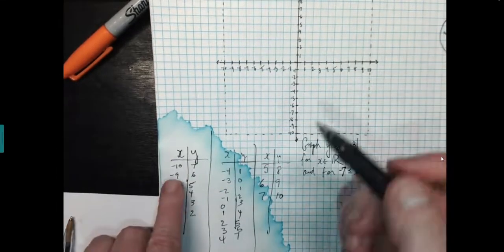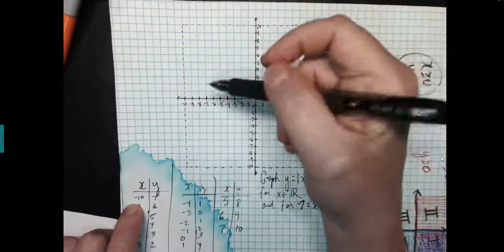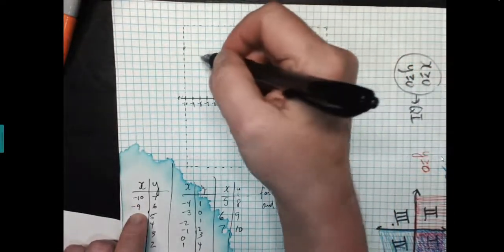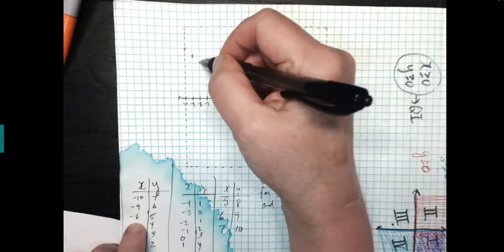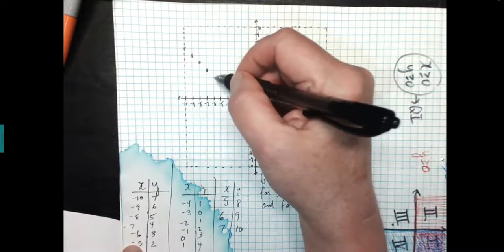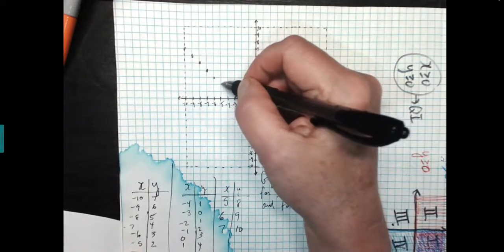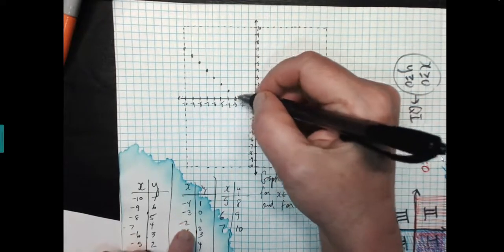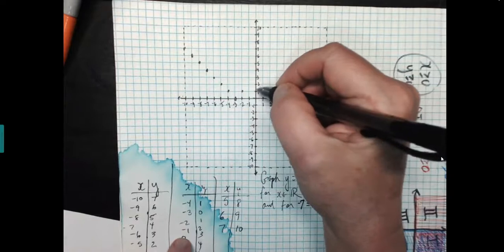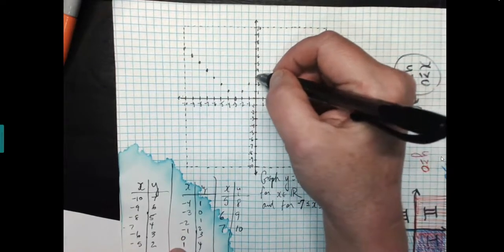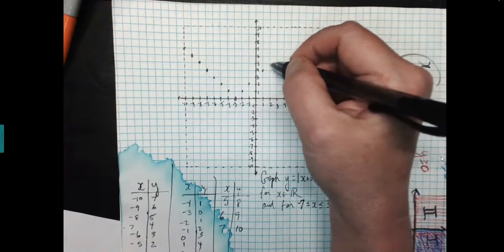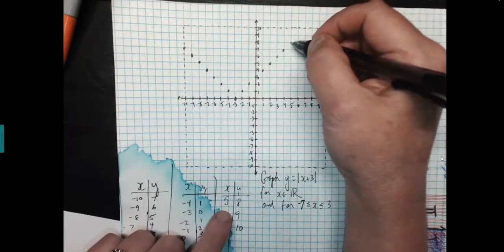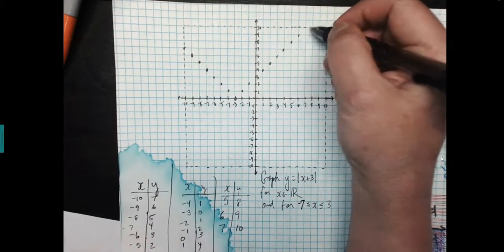So I'm going to start plotting these points. So -10, 7 is going to be here. And then I have -9, 6, -8, 5, -7, 4, -6, 3, -5, 2, -4, 1, -3, 0, -2, 1, -1, 2, 0, 3, 1, 4, 2, 5, 3, 6, 4, 7, 5, 8, 6, 9, and 7, 10.